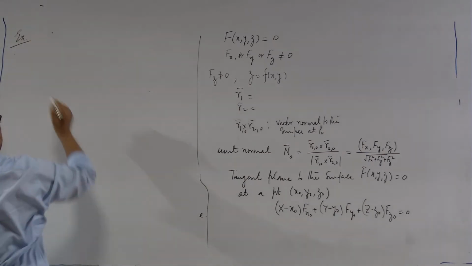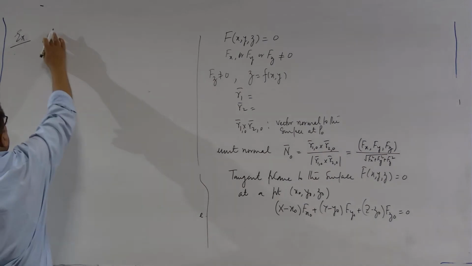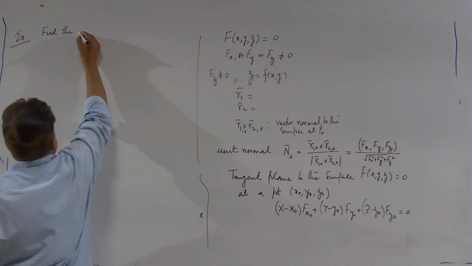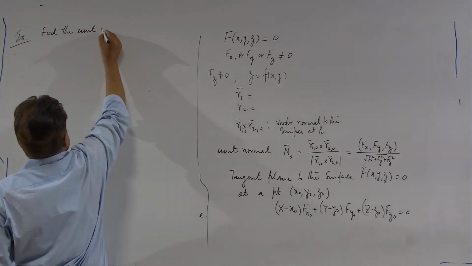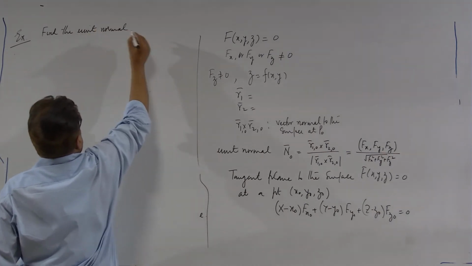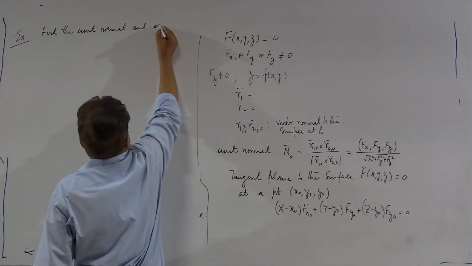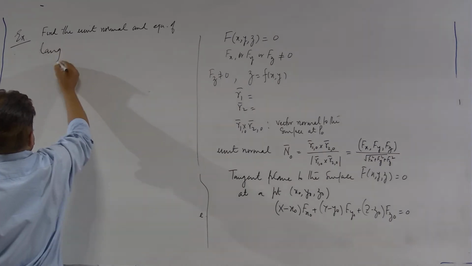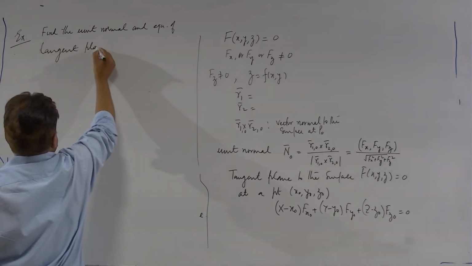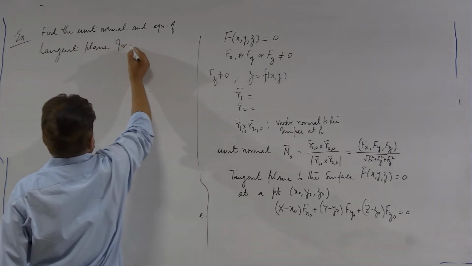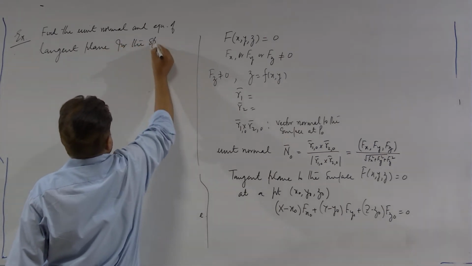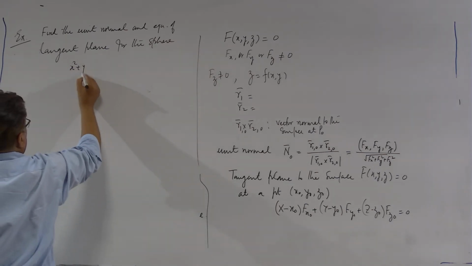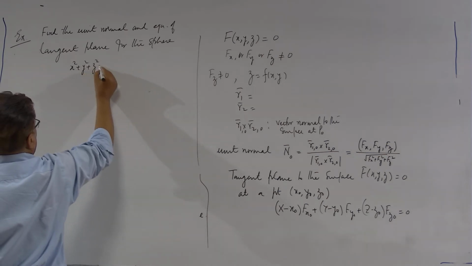This is one of the exercises given in the lecture notes. Find the unit normal and the equation of the tangent plane for the sphere x square plus y square plus z square equal to 1.